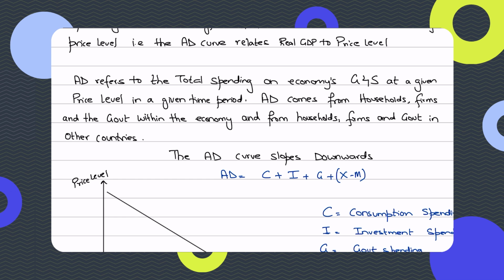So your total demand in the economy for the domestic output is coming from households, firms, and the government within the economy, right? And also from the households, firms, and government in other countries, which means foreign demand for domestic goods, basically, right?